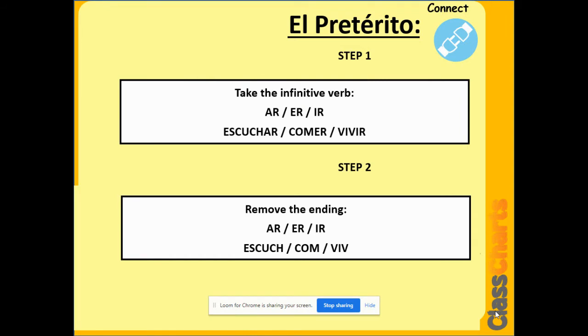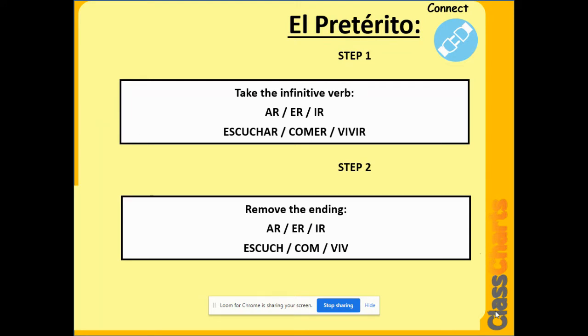So the 3 examples I've put in there are escuchar, to listen, so that will become escuch. Comer, to eat. I will chop off the ER and it will become com. And vivir, to live. We chop the IR, and it will become viv. And then we will have to add endings depending on who is doing the action.